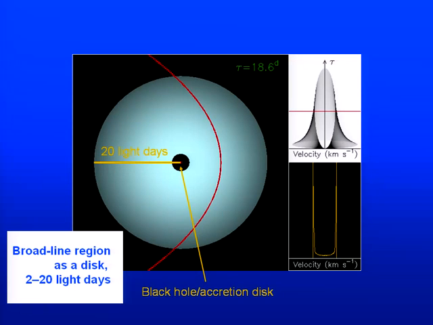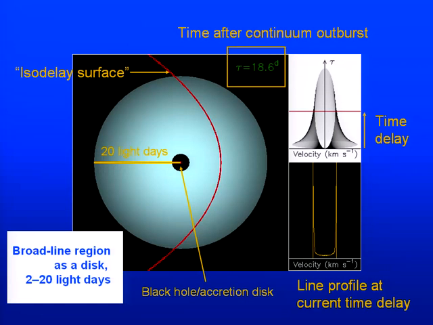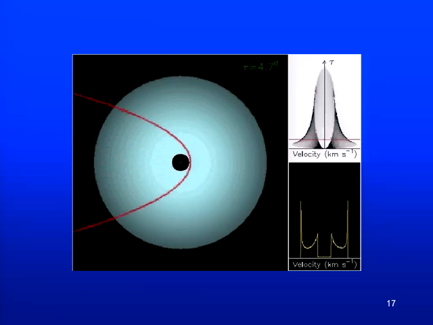of constant time delay. Now, this is a frame from a movie that I'm going to show you, a particular frame that's taken 18.6 days after this continuum event. And what we see is, at this particular time, all of the points that are responding are along this single isodelay surface here. Now, if we go into our observable space, which is velocity and time delay, of course, the surface of constant time delay becomes a line. And what we see down here in this panel is the instantaneous profile that you see in response to the continuum outburst.